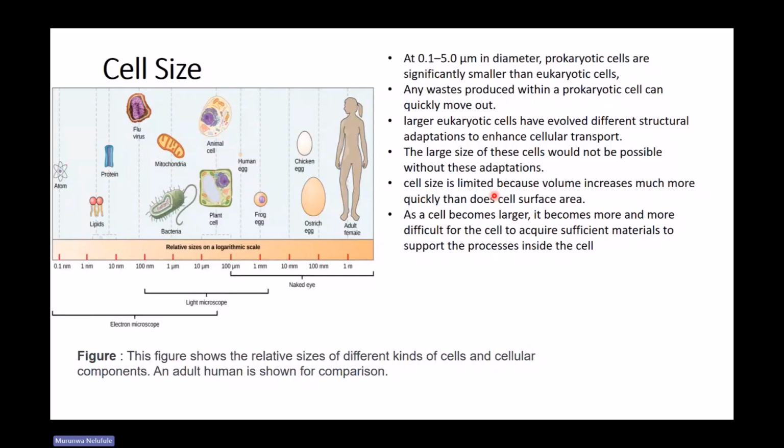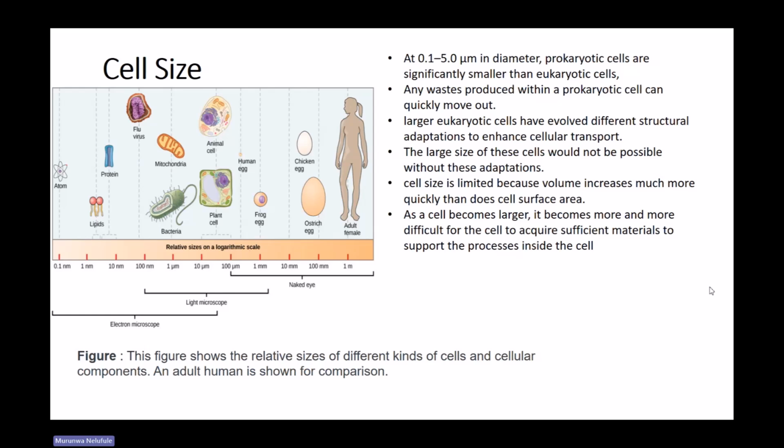Prokaryotic cells are significantly smaller than eukaryotic cells, which have diameters ranging from 10 to 100 micrometers. The small size of prokaryotes allows the ions and organic molecules that enter them to quickly spread to the other parts of the cell. Similarly, any waste produced within a prokaryotic cell can quickly move out. However, larger prokaryotic cells have evolved different structural adaptations to enhance cellular transport.